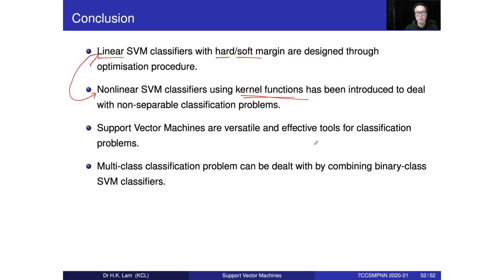You will find that the support vector machine is a very effective tool, because we use optimization theory to design the weights of the support vector machine. Also, the support vector machine is a binary classifier. If you would like to deal with a multi-class classification problem, we have to use support vector machines as building blocks and combine them together to form multi-class classifiers.